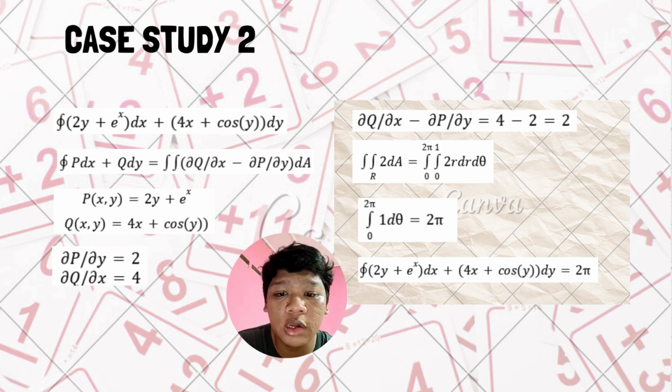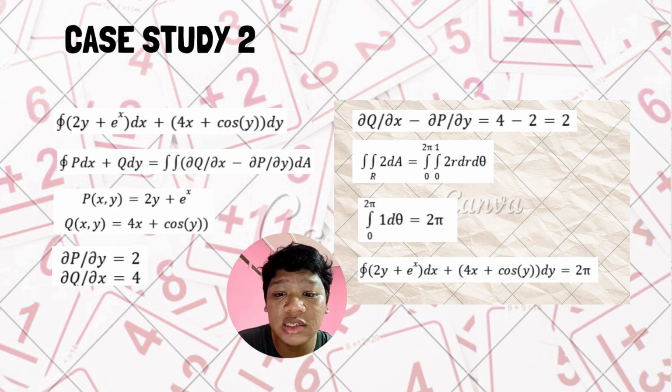Next, we need to compute the required partial derivatives. For the derivative of P with respect to y, we got 2, and the derivative of Q with respect to x, we got 4. So according to Green's theorem, we subtract these two partial derivatives. Therefore, 4 minus 2 equals 2. This means the line integral is converted into a double integral over the region enclosed by the circle.